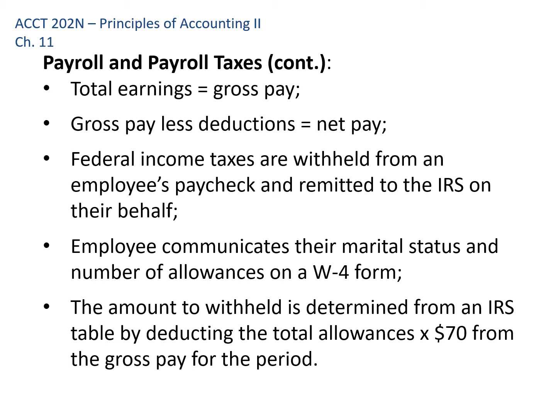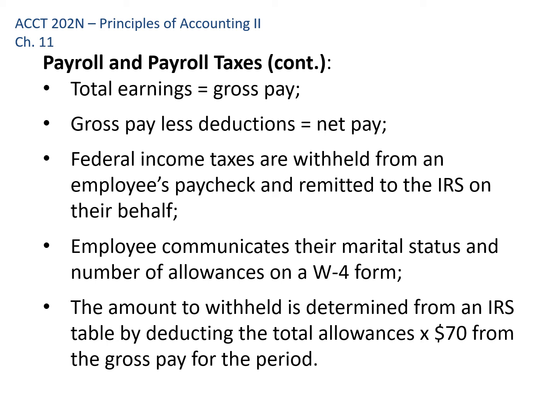So total earnings is gross pay. It's the number of hours you work times your gross rate of pay. But again, any of you that have had jobs know that if you work 40 hours for $10 an hour, $400 is not the amount on your paycheck. It's the amount of gross pay, but there are deductions. So gross pay less those deductions equals your net pay, the amount that's actually on your paycheck.